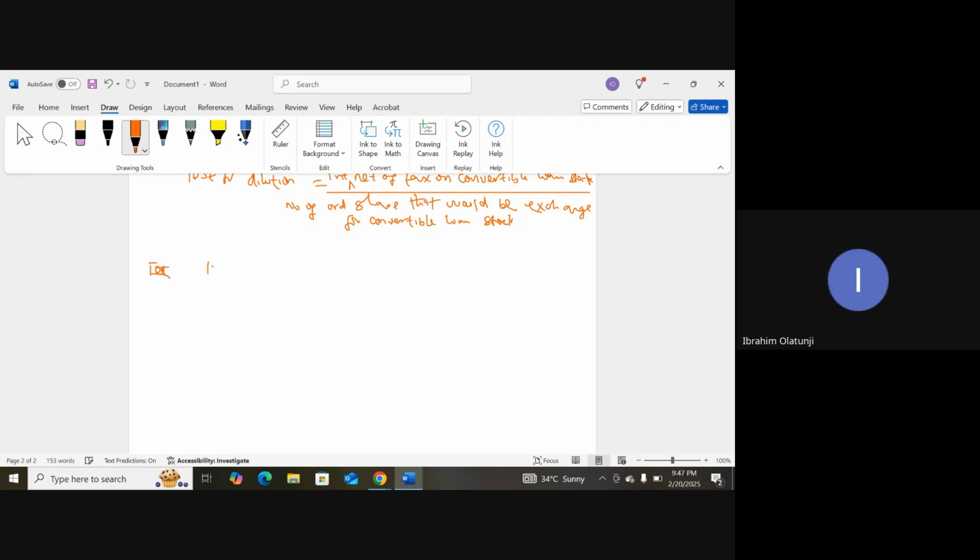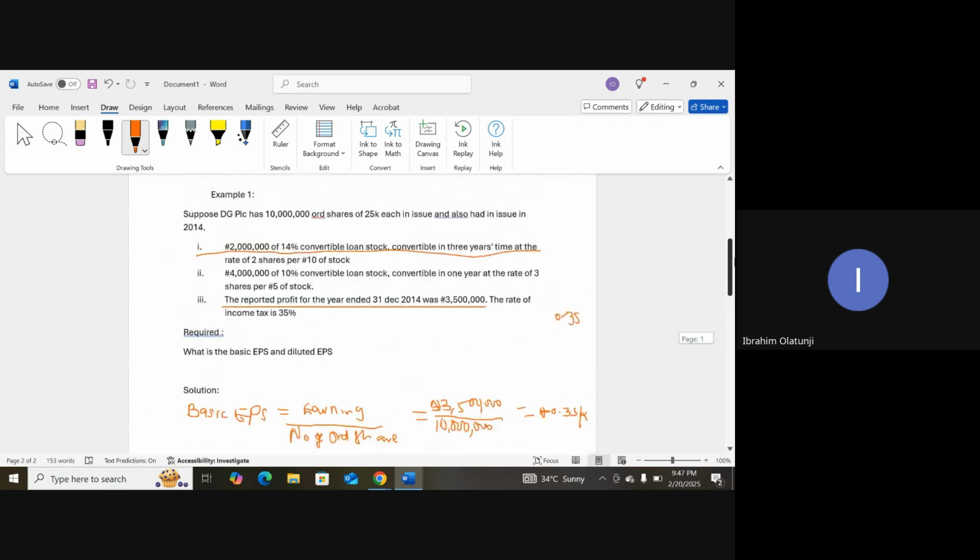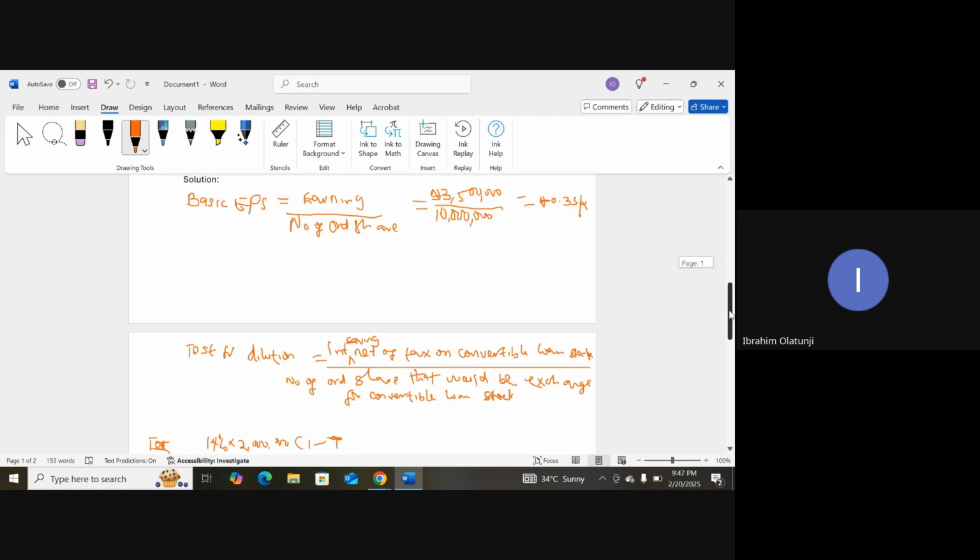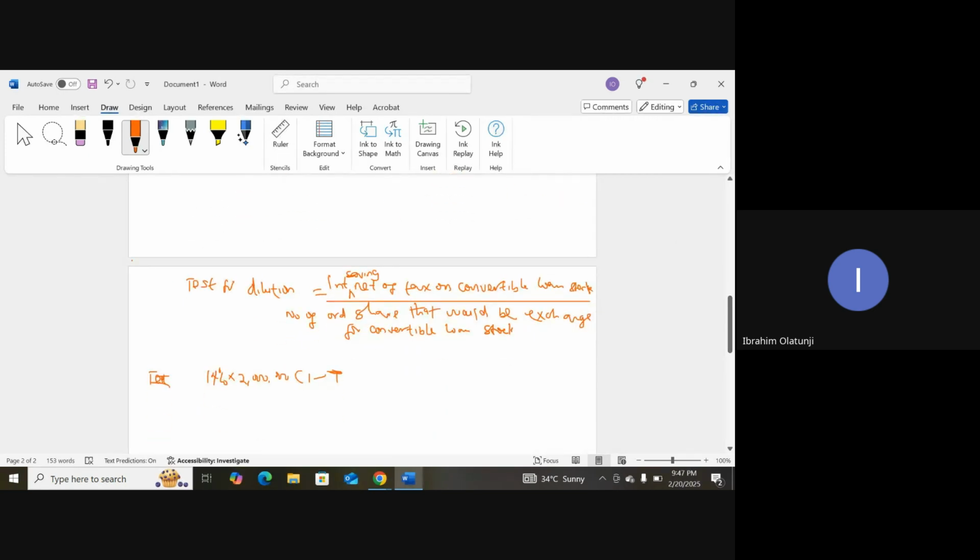Which is equal to 14% multiplied by 2 million naira, open bracket, 1 minus tax. That's why they call it net of tax. And what is my tax in the question? They said income tax 35%. Hope it is clear. So that's what I mean by interest saving.